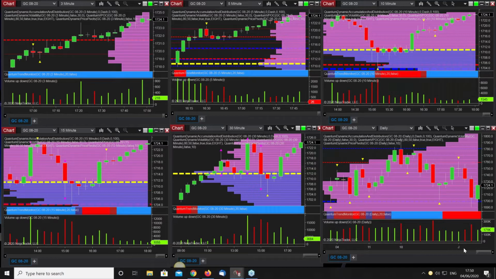This could be any chart. It could be a stock. It could be a commodity, which it is. It could be a future. It could be an ETF. It could be a cash stock. It could be Forex. Could be anything. Could be a currency future. Could be spot. Doesn't matter.